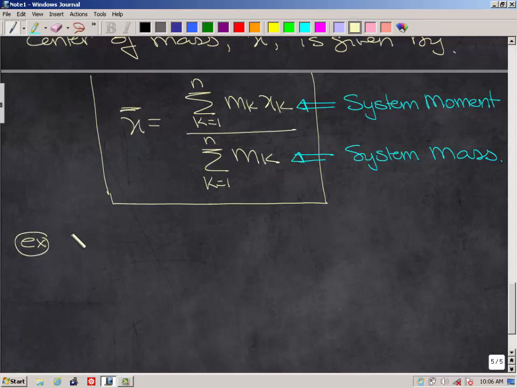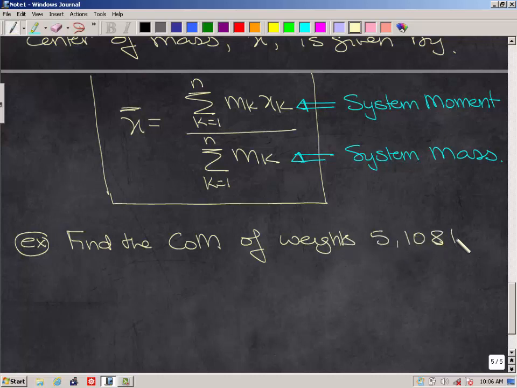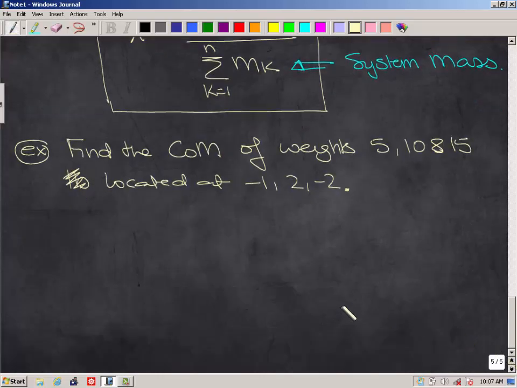So let's say, find the center of mass, I'll abbreviate center of mass as COM, of weights 5, 10, and 15 pounds located at -1, 2, and -2. Actually, let's just skip the units so we don't have to worry about them for now. So we have weights. This could be in kilograms or pounds, and the distances could be in meters or feet, depending upon how the units are given.